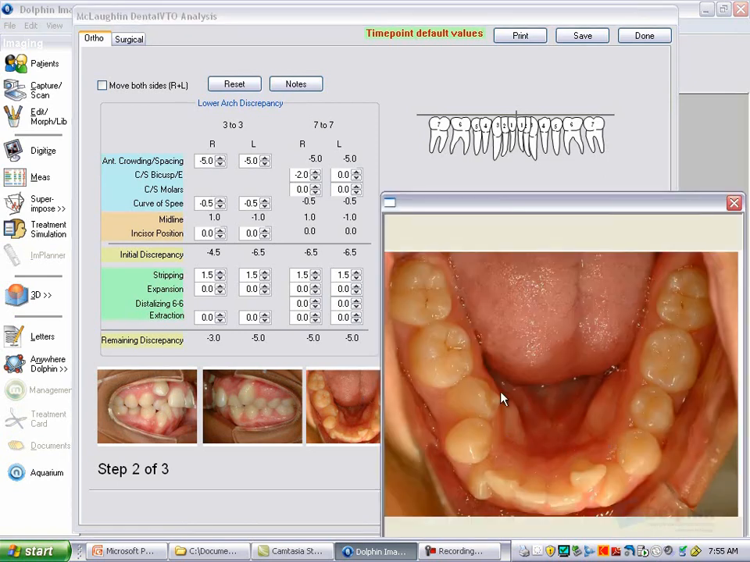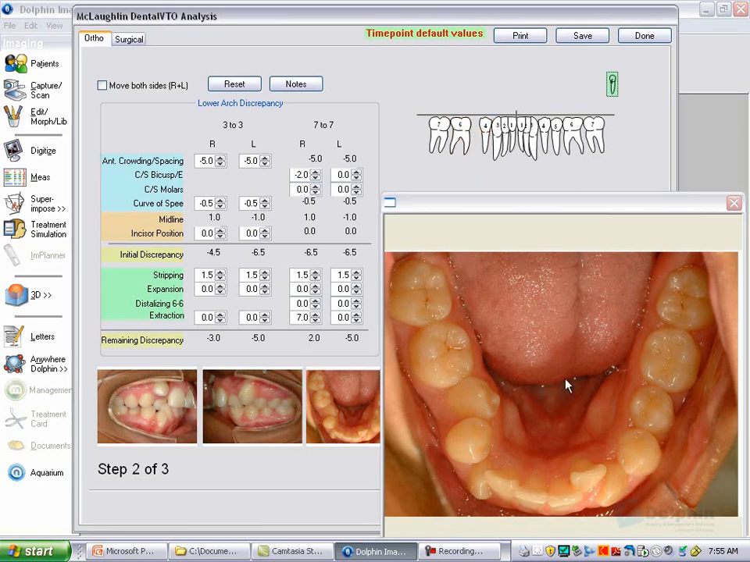We have a rather odd-shaped second bicuspid on this lower right quadrant. We're going to look at extracting that, so we'll go up and click on the second bicuspid here. And on the lower left side, we have a nicely shaped second bicuspid, so we're going to go ahead and evaluate first bicuspid extraction on the left side.